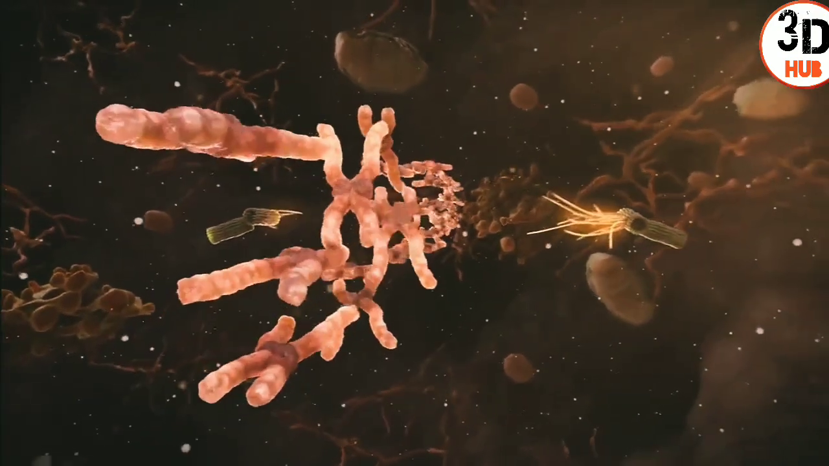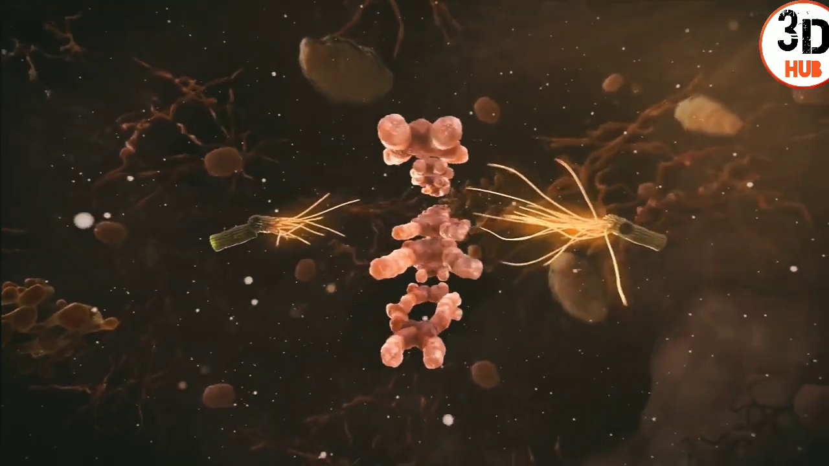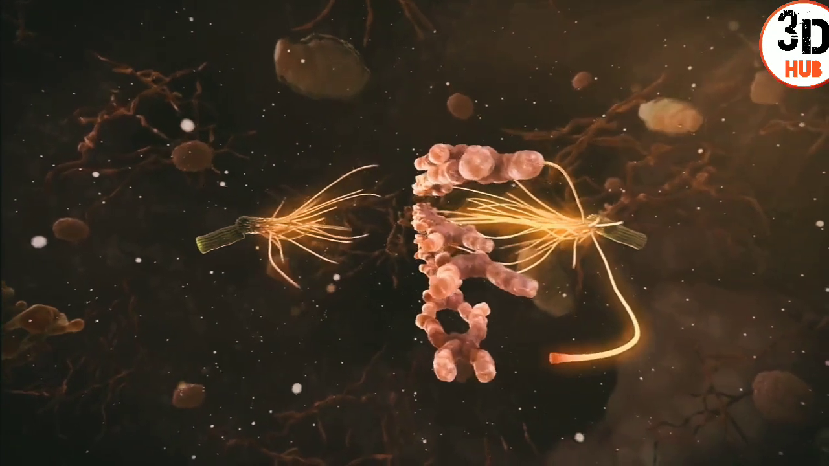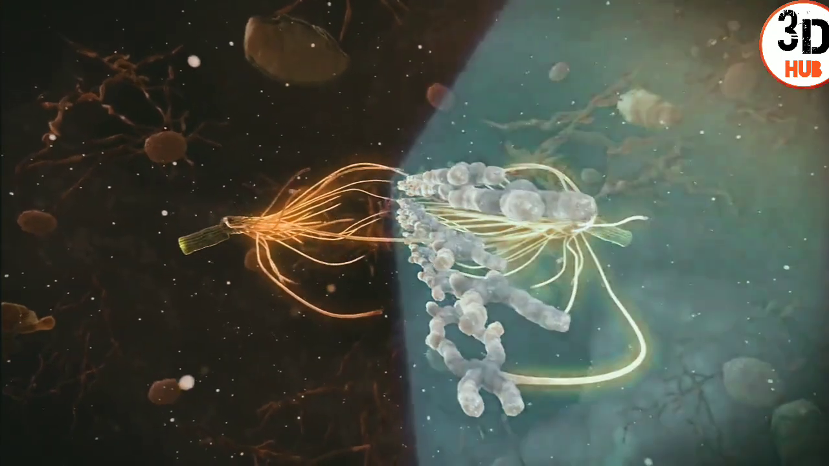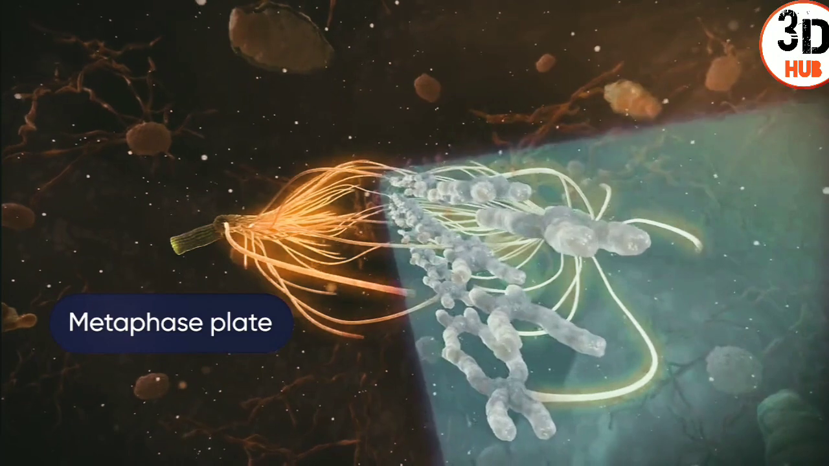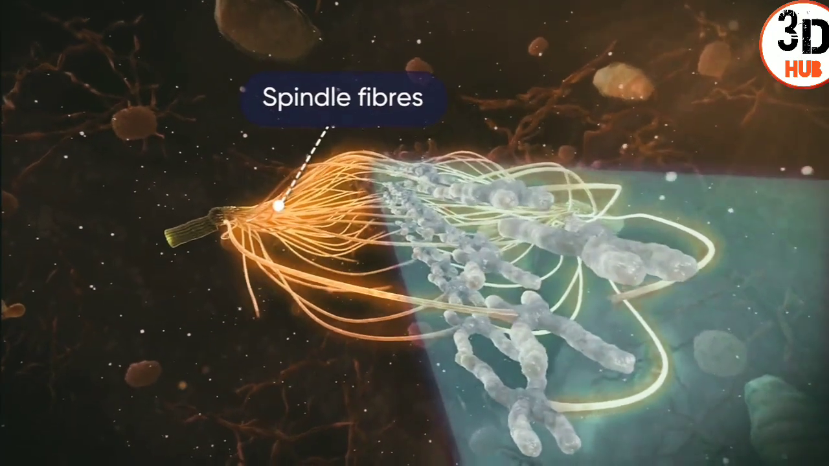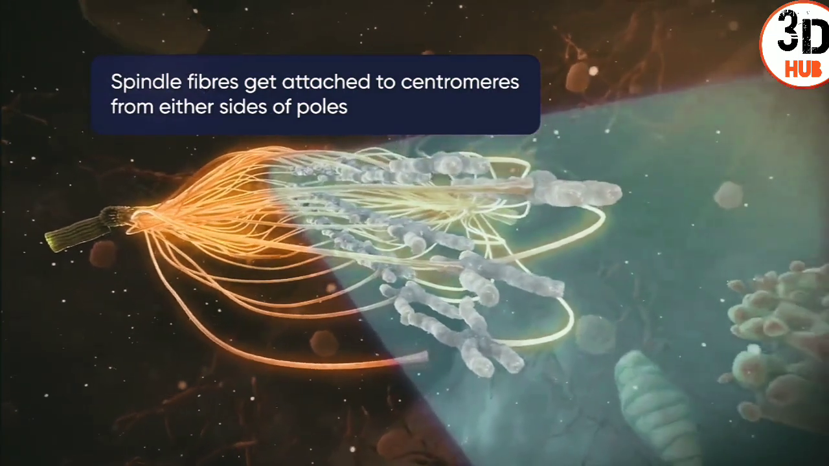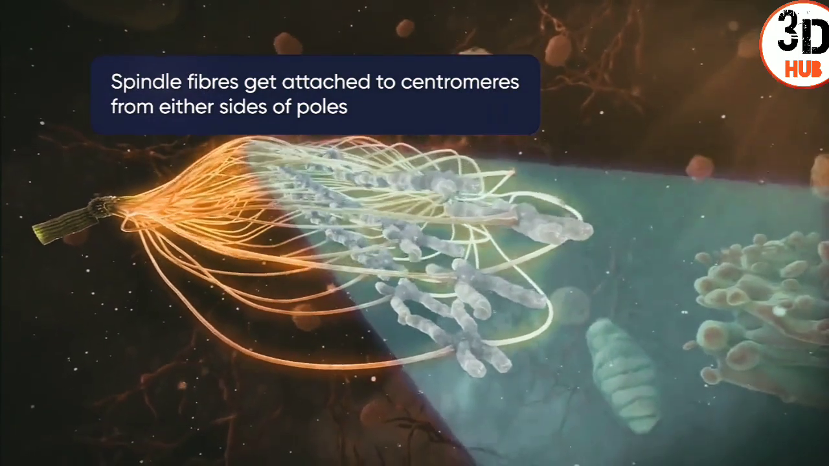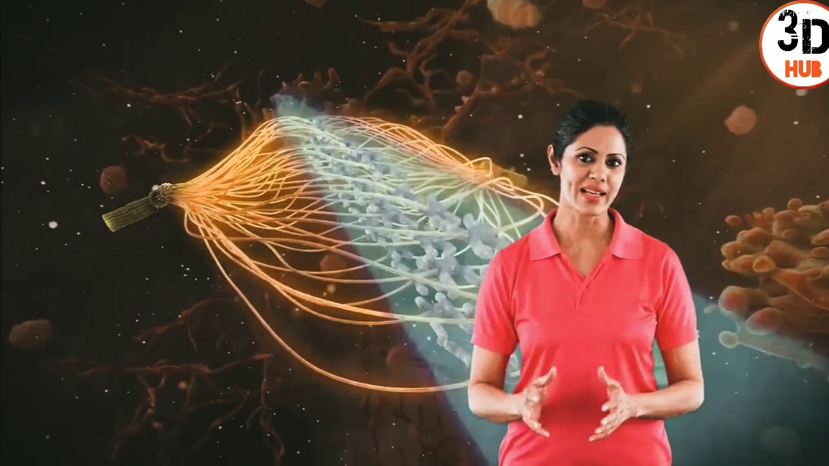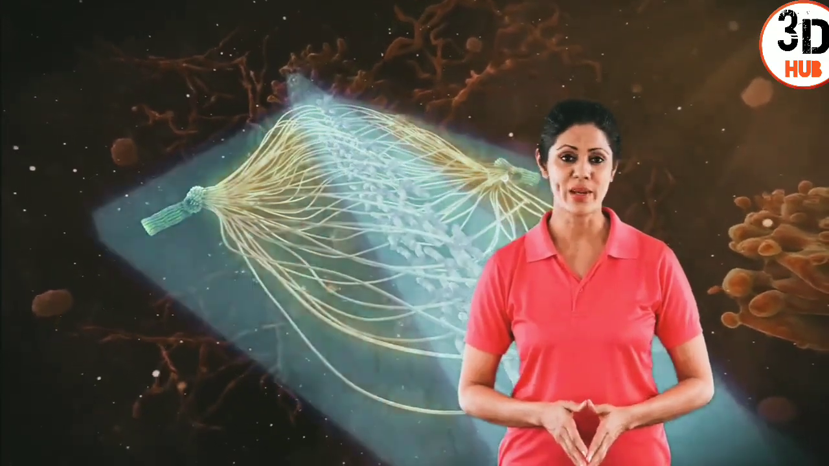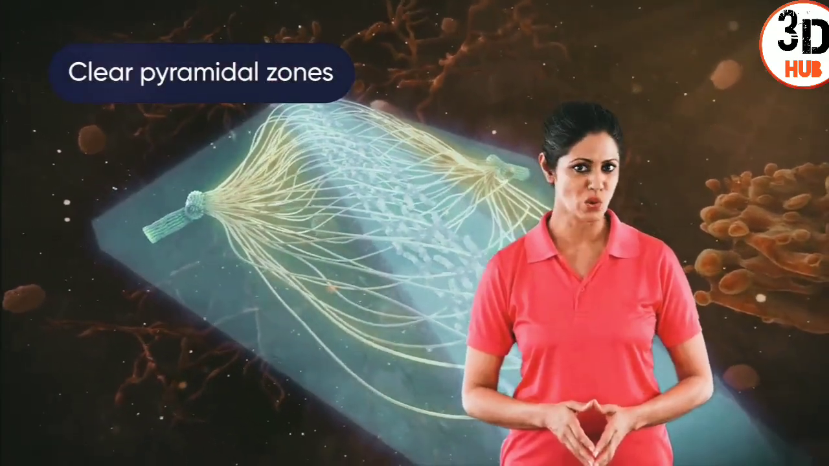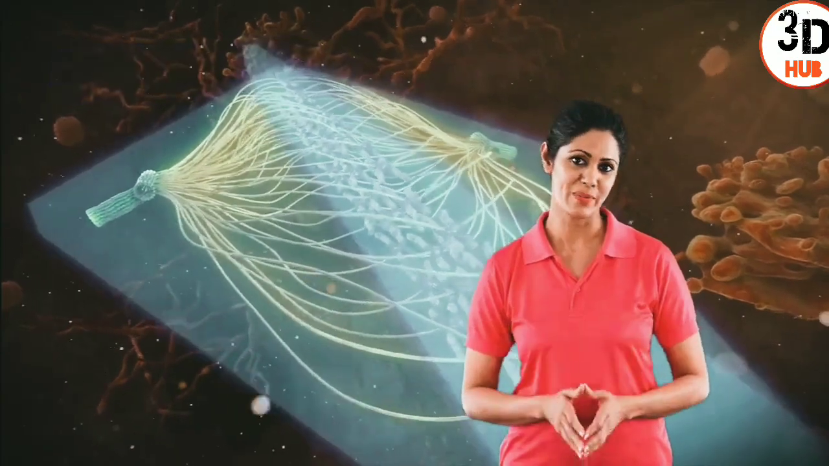The chromosomes ultimately arrange themselves around the middle plate, known as the metaphase plate. The spindle fibers grow towards these chromosomes and finally get attached to the centromeres from either side. On both sides of the metaphase plate, we can see clear pyramidal zones formed by the spindle fibers.